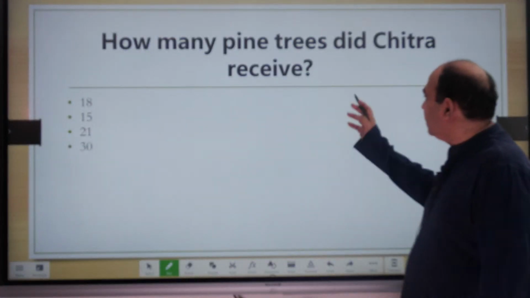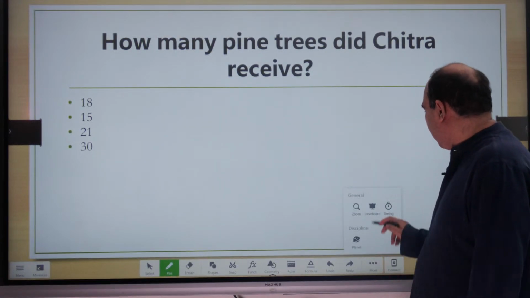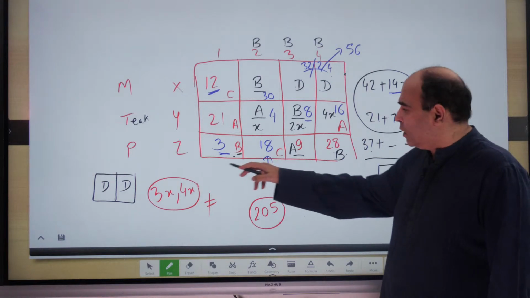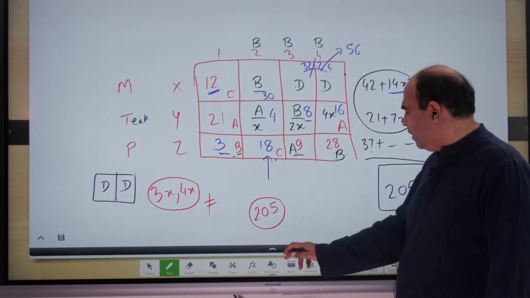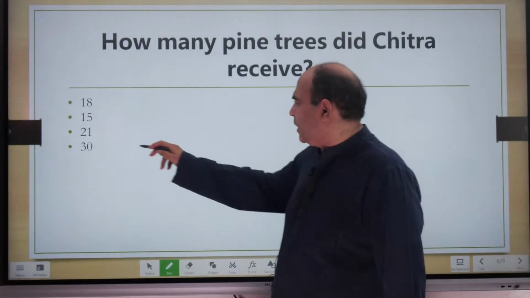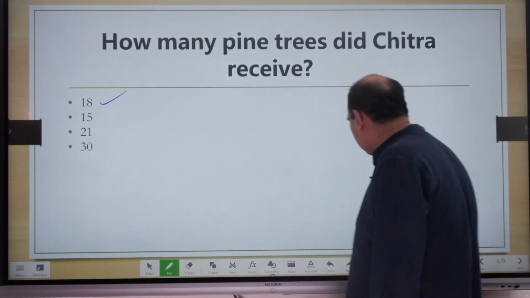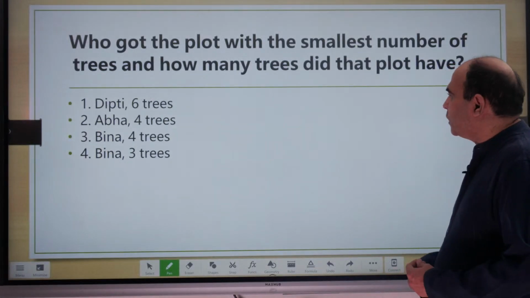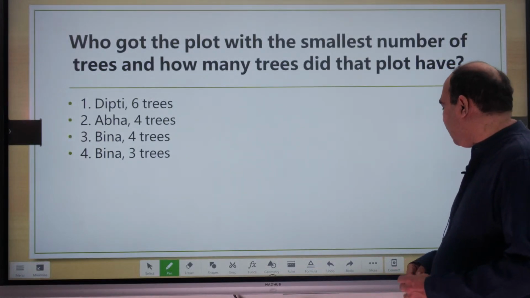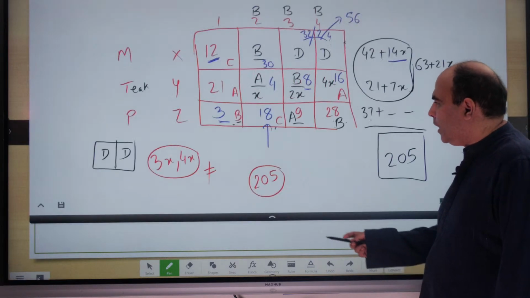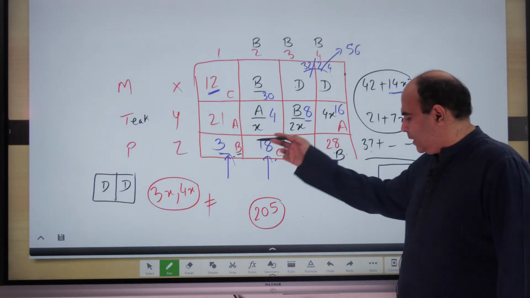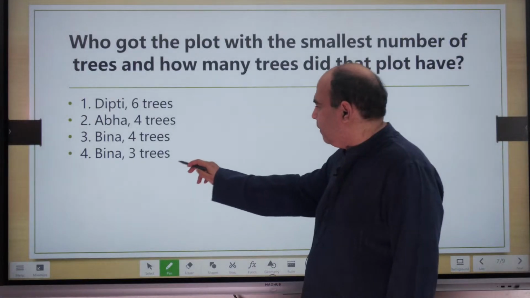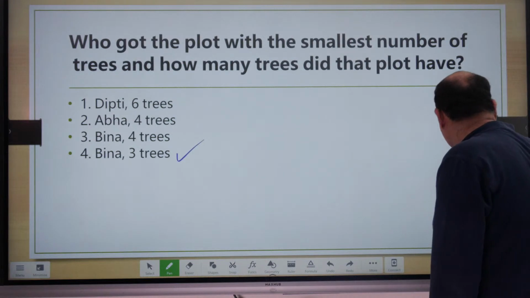And how many pine trees did Chitra receive? Pine trees for Chitra. Pine trees is the third row, Z. She received 18, and we are basically taking 18 marks with these answers in this question. And who got the plot with the smallest number of trees, and how many trees did that plot have? We have been able to see that Beena got 3 trees, and that's the smallest number. So Beena with 3 trees is the answer here, 12 marks.